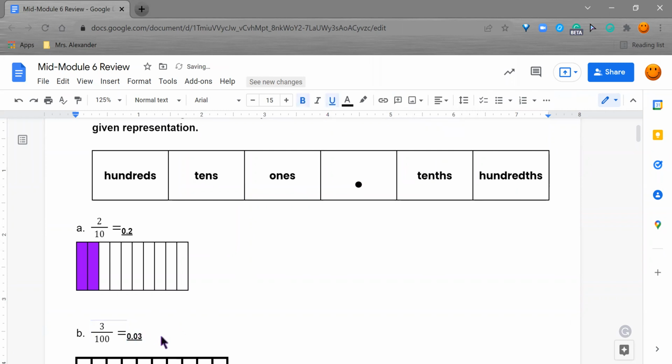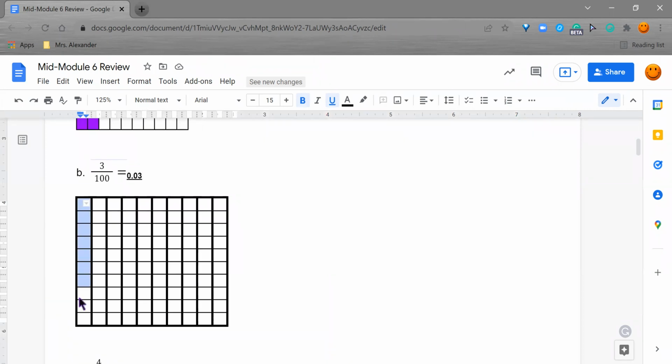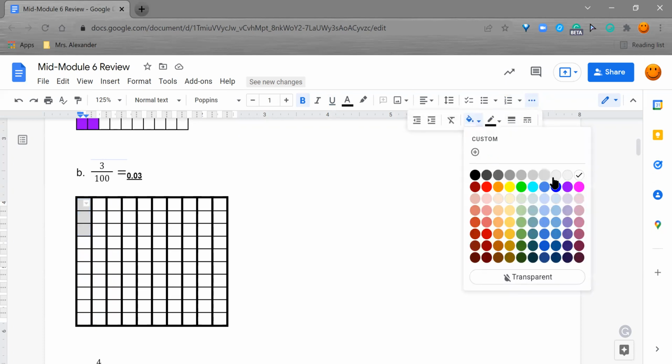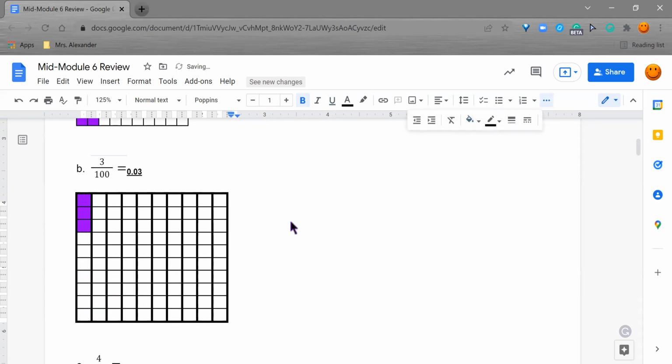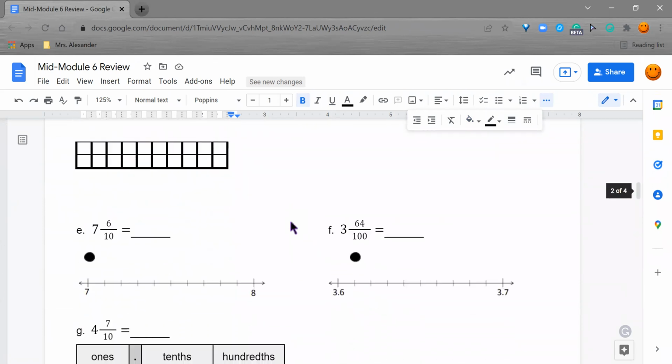Okay. Anyways, this is how it's working right now. Okay, 3 hundredths. So do I want 3 rows or do I just need 3? Very good. We just need 3 of them highlighted there. So I'm going to let you guys do these by yourselves. And we're going to keep moving on.